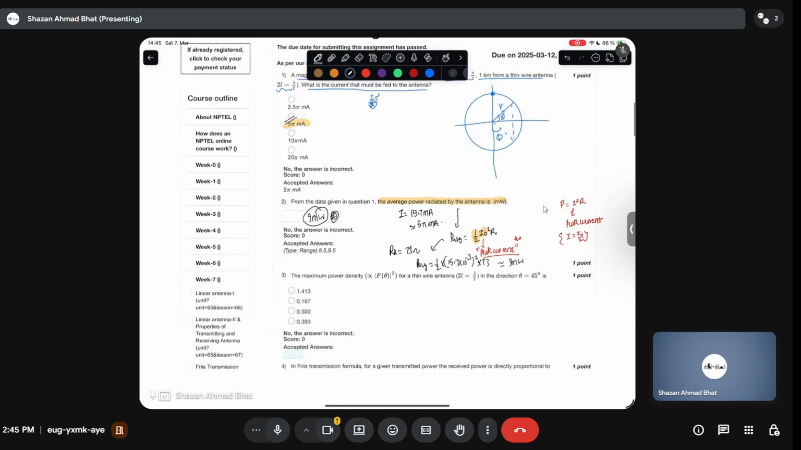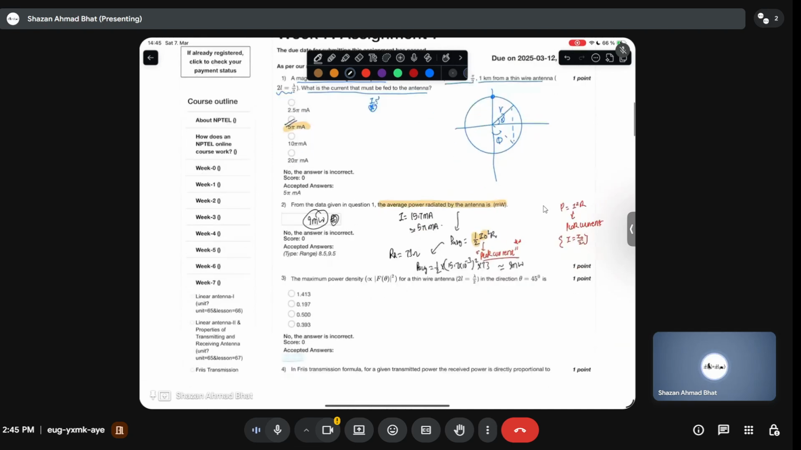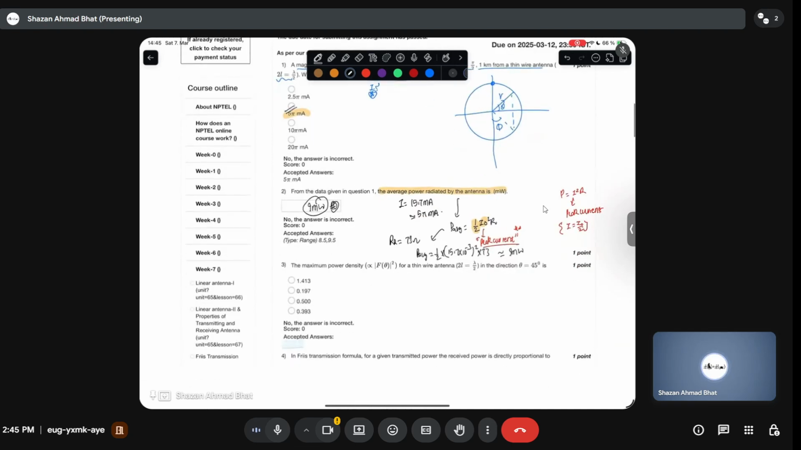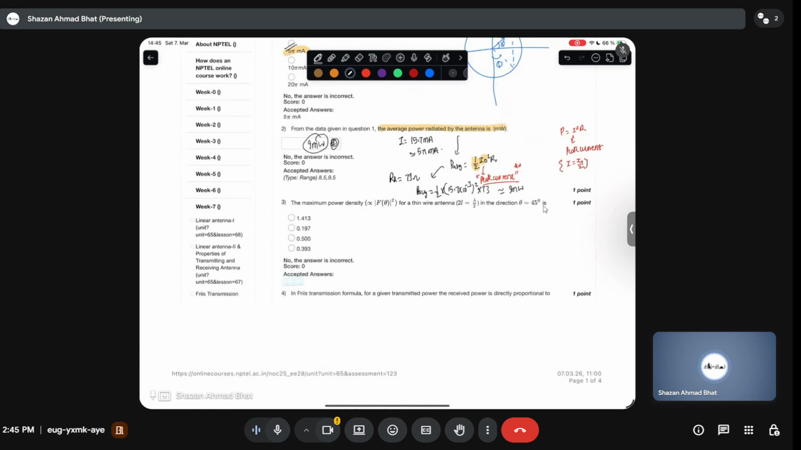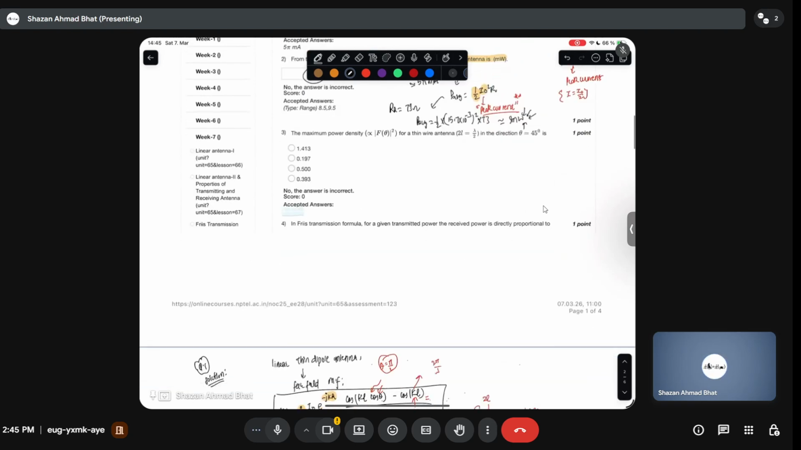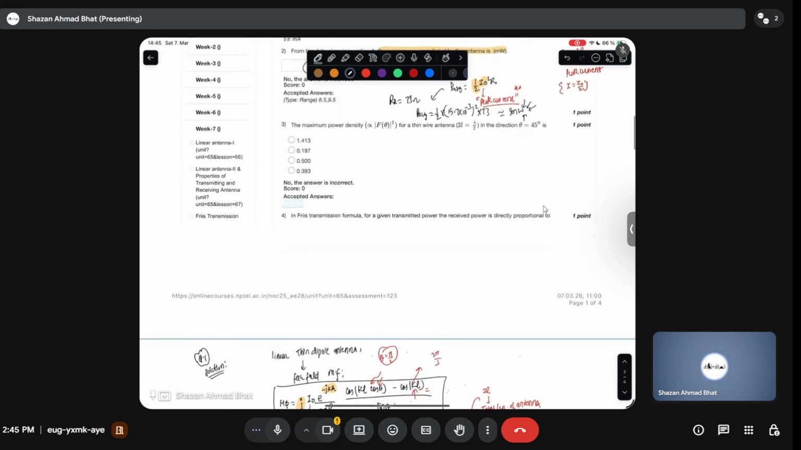Which doesn't sound like much, but it is some sort of huge power which is radiated. Ideally, we try to keep this number as low as possible. That's what I also told you. Because the more the power, the more the radiation coming out from the antenna, and the more its impact on certain things in the environment. Ideally this number should be as small as possible.